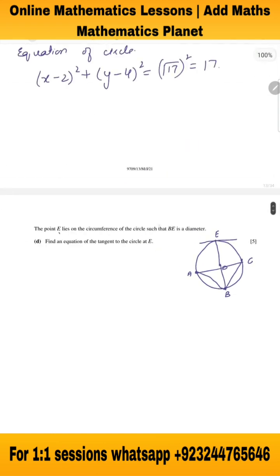So the point E lies on the circumference of the circle and BE is a diameter of the circle. So BD, where D is the center point or midpoint of the circle. Find the equation of the tangent to the circle at E. Okay. So what will be the equation of BD?